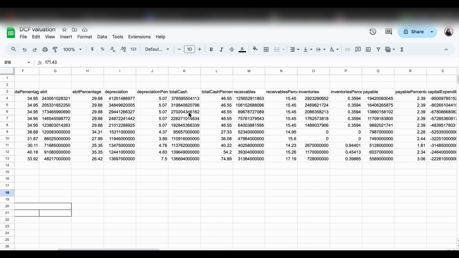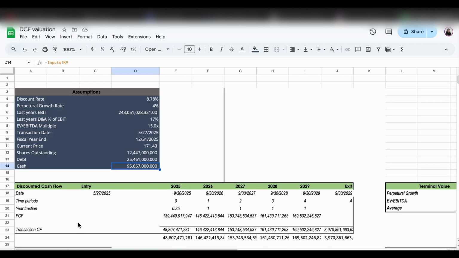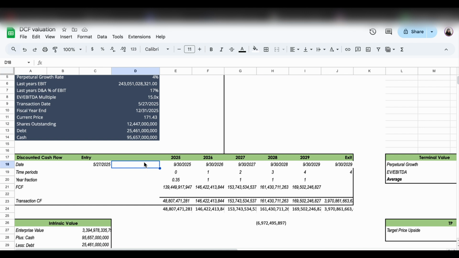This is the cash. I'm taking this one, the cash amount from here. So the next step would be to make the forecast. I'm making the 5-year forecast of the free cash flow. This is the time periods. It's a 0 because we're buying today. It's 1 year from now, 2 year, 3 year, and 4 years from now.